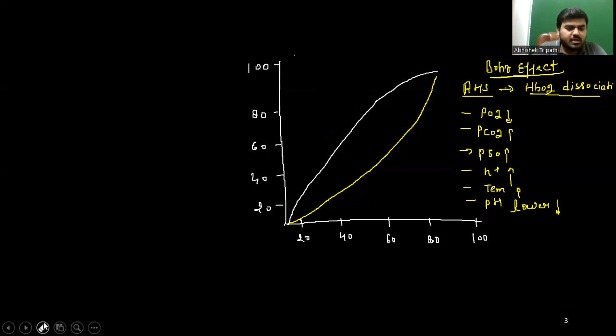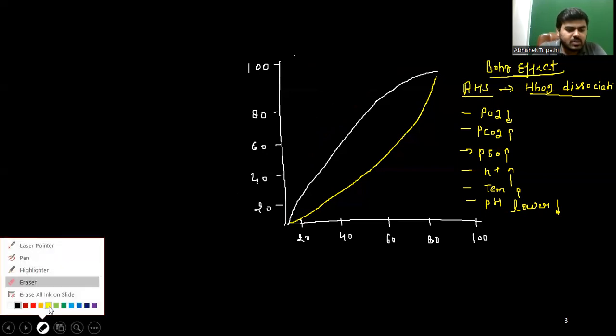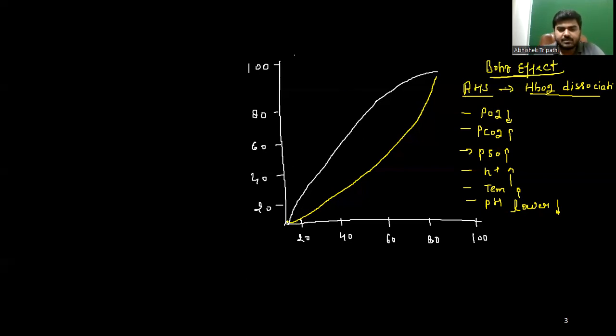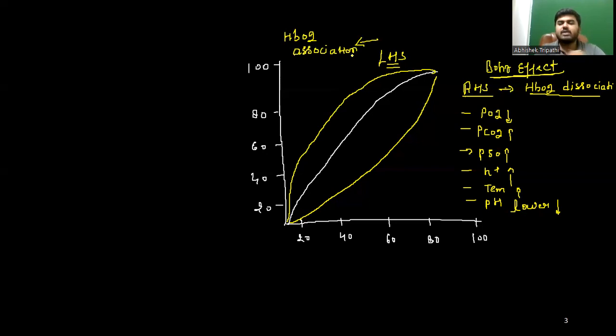Okay, so this is called the left hand shift curve, LHS. The curve shifted toward the left side. What does this left hand shift curve indicate? It indicates the HbO2 association curve, the oxyhemoglobin association curve.